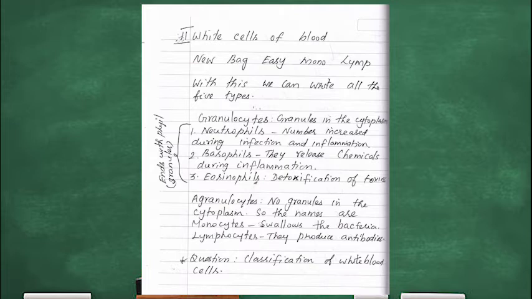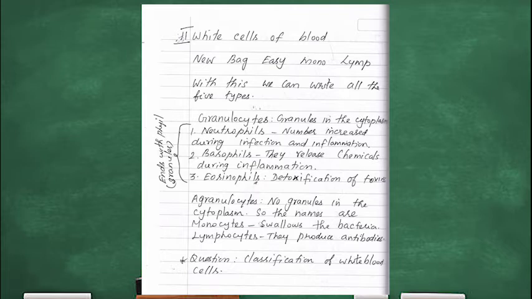Swallows the bacteria. You can remember the function of monocyte by remembering, suppose your name is Mohan Babu: monocyte, then Babu, B for bacteria. So you will never forget the answer. That is why it swallows the bacteria. Then lymphocyte. What is the function of that? It produces antibodies. So the board question is classification of white blood cells. What is the easy way here? New bag easy monolimb. Only one sentence that has 5 words. With the 5 words you are able to write the answers, then 5 marks are ready.